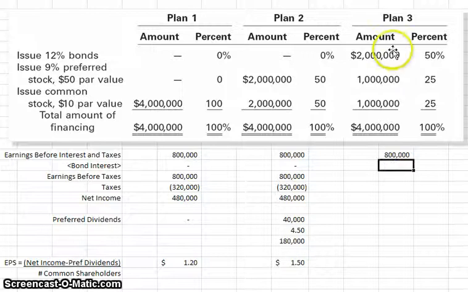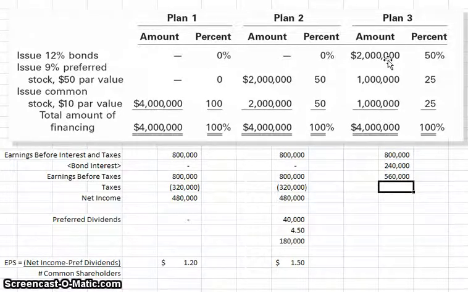So right off the bat, in this case, we are going to have bond interest. We've got 12% bonds. We've got $2 million of them. So what that's saying is we expect to have to pay out $2 million times 12%, which is $240,000 worth of bond interest. Okay, so we had earnings of $800,000. Then we had to pay out some bond interest of $560,000. I'm sorry, we had to pay out some bond interest of $240,000. That leaves us with earnings before taxes of $560,000.